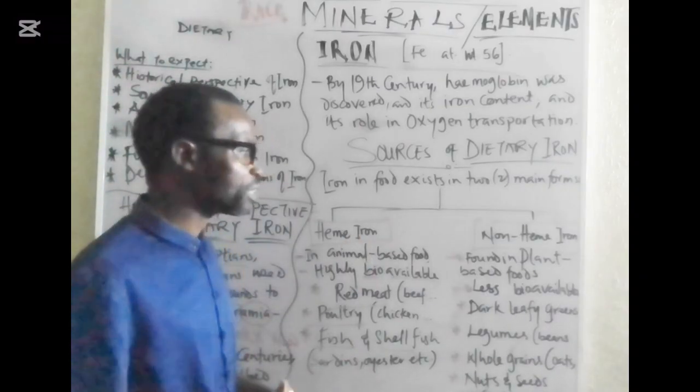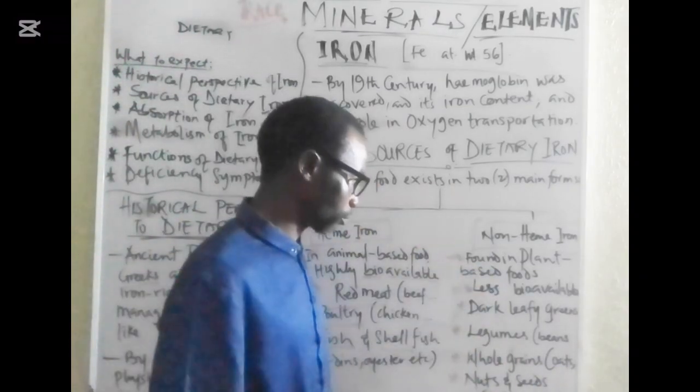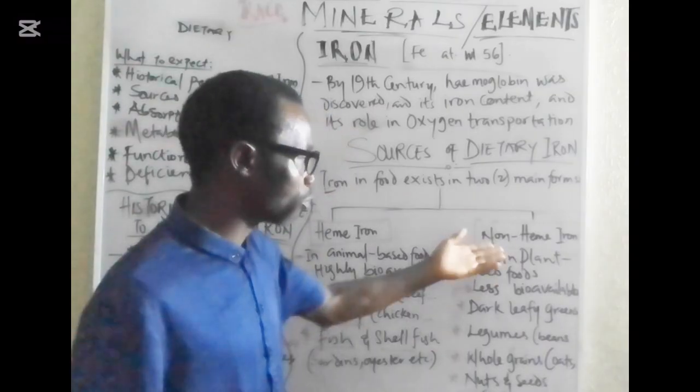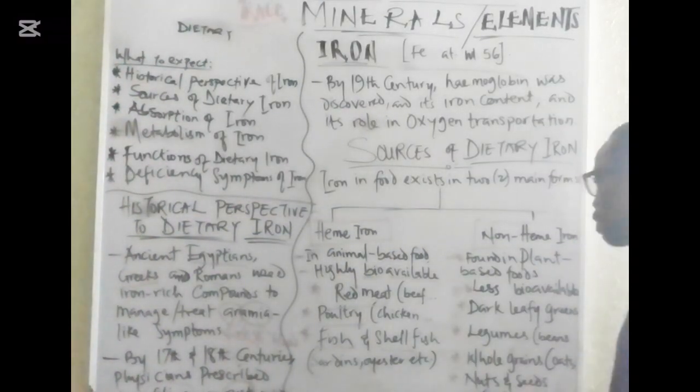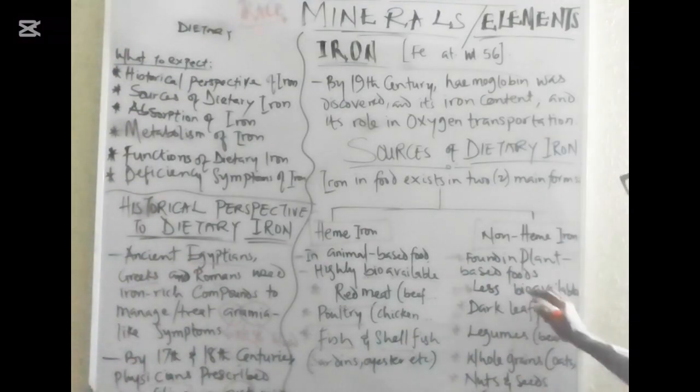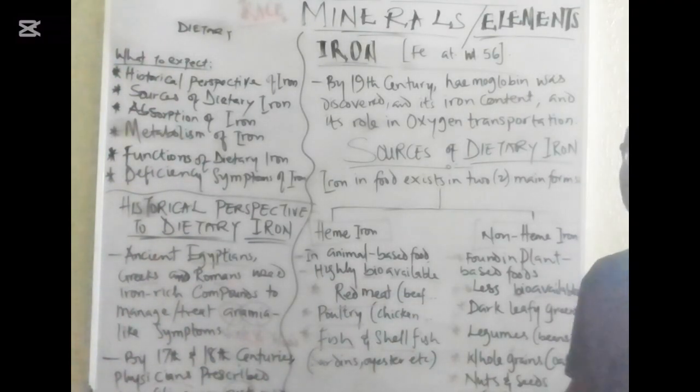Now the other type is the non-heme type, which is the plant source of it. The plant-based sources are usually less bioavailable. Less bioavailable means they are not digested as easily. For example, you have them in dark leafy vegetables. Now, are they still very important? Absolutely. They are still very important and easily consumed.